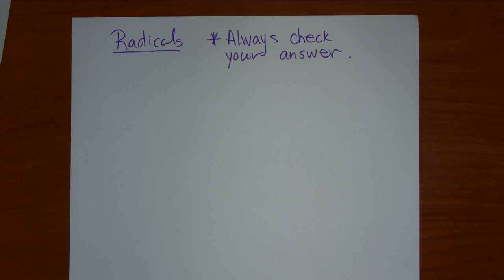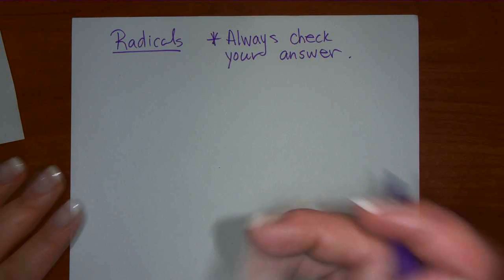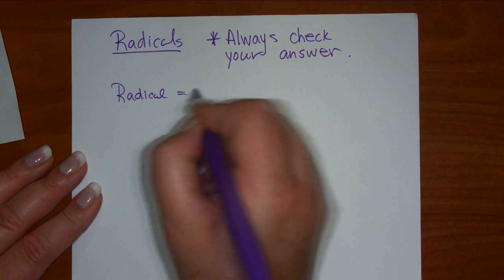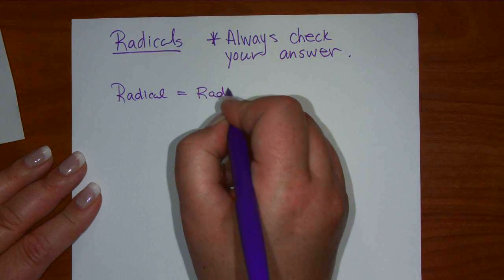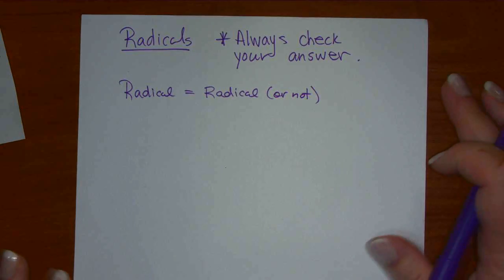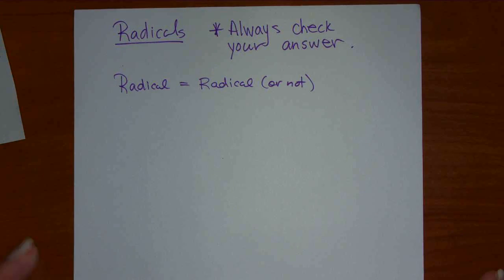So you have to check your answer because sometimes, I'm going to show you when it doesn't work. You get an answer that works without the radical sign, but when you plug it into the radical, it makes a negative underneath. And you say, okay, well, that didn't work. So first, let's do radical equals radical or not. So two types in one. And we're only doing square roots, but the method will work the same for different roots.